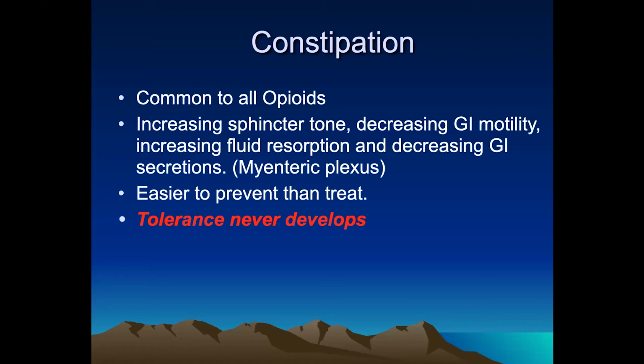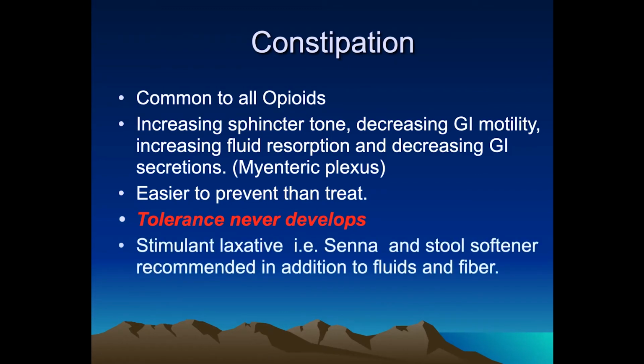For treatment of constipation, start with a stimulant laxative, senna. I usually recommend 2 tablets, 8.6 milligrams, at bedtime, so that they have a daily bowel movement. Fiber such as Metamucil is usually not enough for these patients; fiber alone does not work, so use senna.